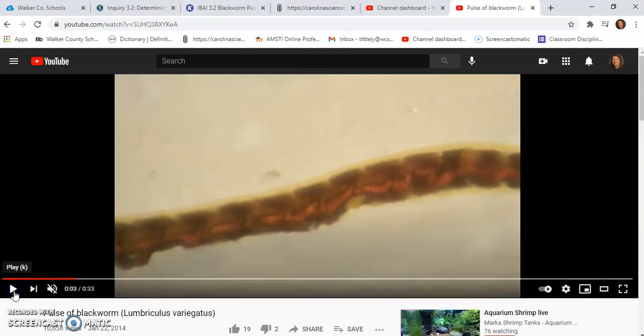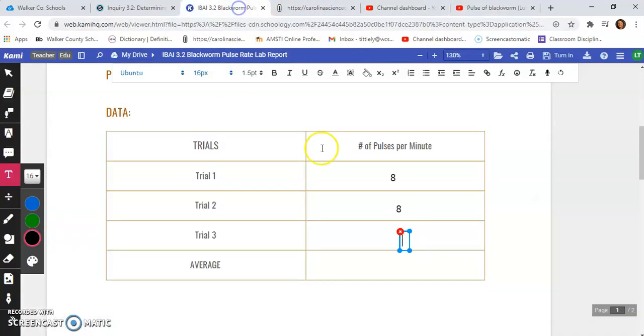Let me hit pause here. Let's go to our data table, and we have 8 again. Okay, so our average 8 3 times would be 24, divided by 3 would be 8. So our average is, of course, 8. So our average was 8 pulses per minute.